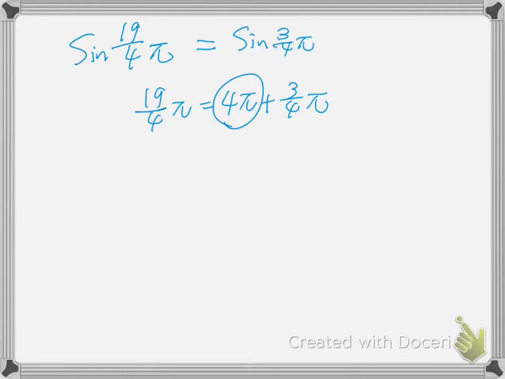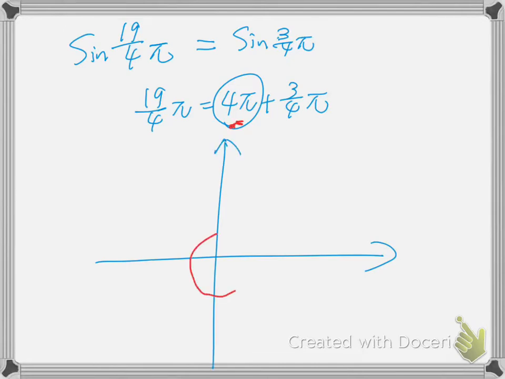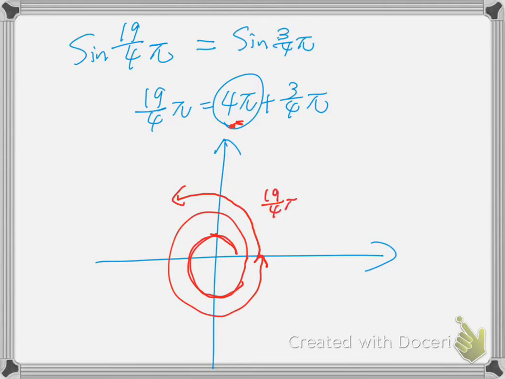Now let's draw the picture, draw the angle. First we go around twice: 1, 2 pi, 2, 4 pi. And then we continue, go 3 over 4 pi. This whole thing will be 19 over 4 pi. So where's the terminal side? Here.